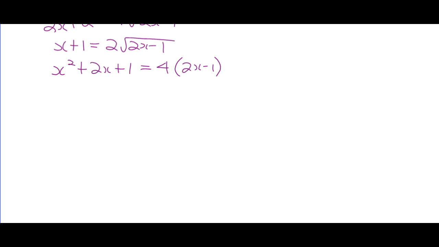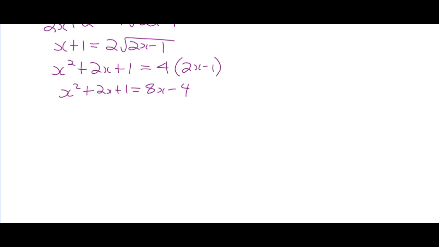Okay, and that's just going to be 4 times 2x minus 1, right? And if you didn't divide by 2, then you would just have 4x squared plus 8x plus 4, and the right side would be a 16, right? Okay, x squared plus 2x plus 1 is equal to 8x minus 4.